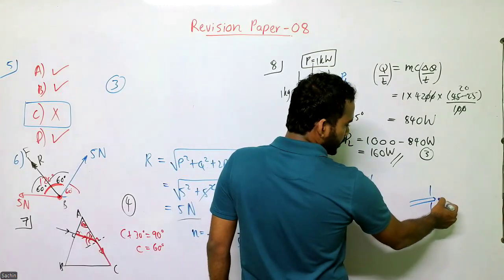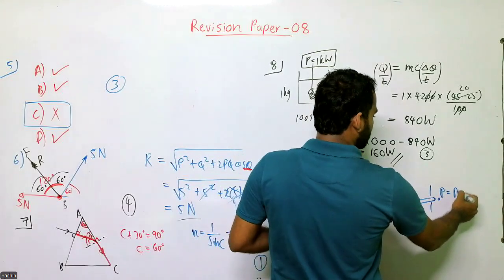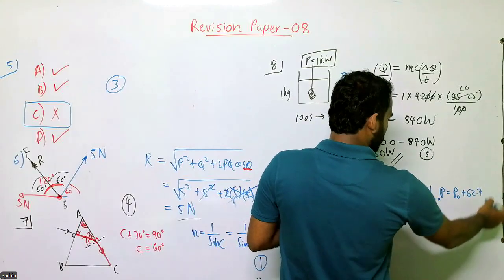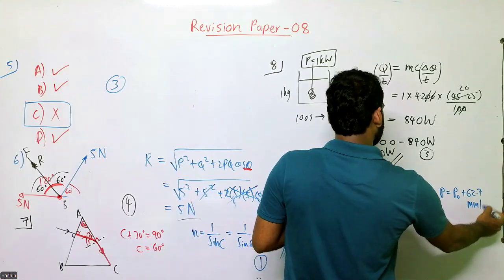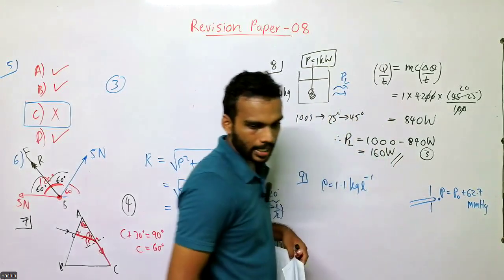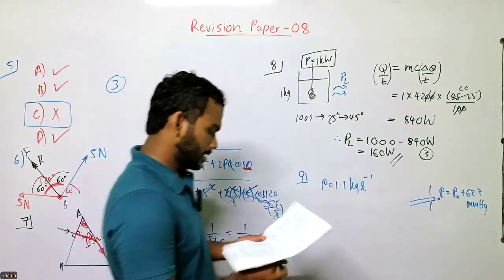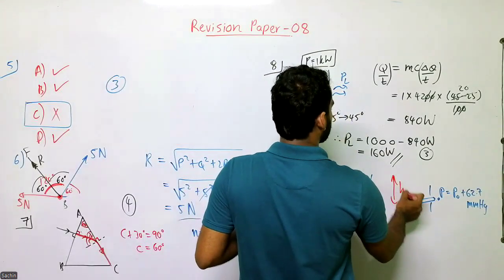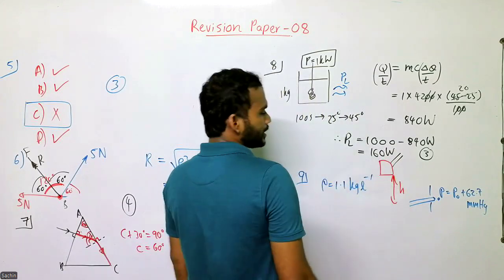So at this point the pressure they have given is greater than the atmospheric pressure by 62.7 millimeter Hg. That means the pressure inside is this much more than the atmosphere. So what should be the height to place the saline bottle? That is the question. So how to determine that?